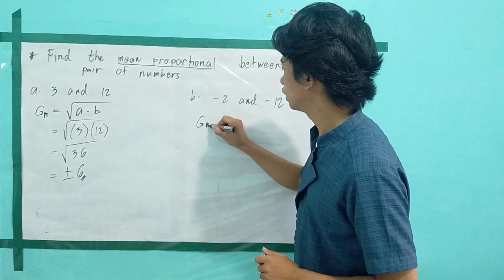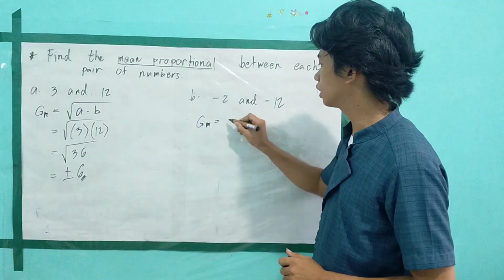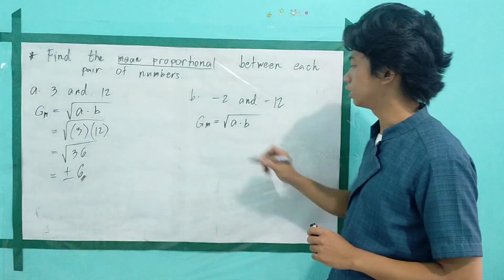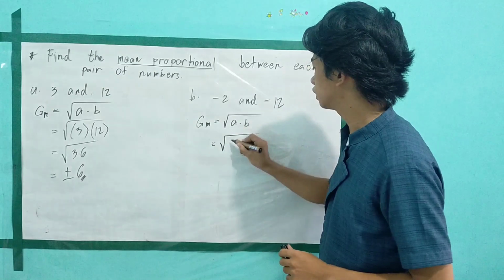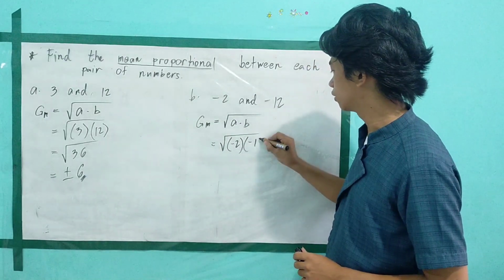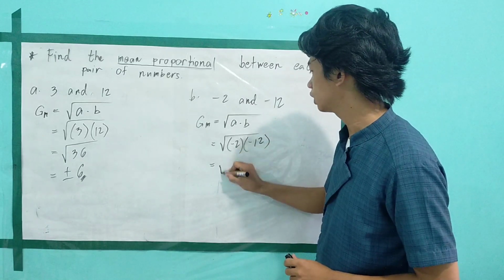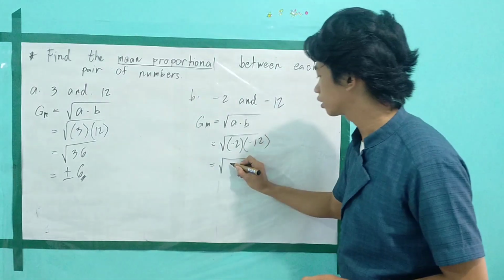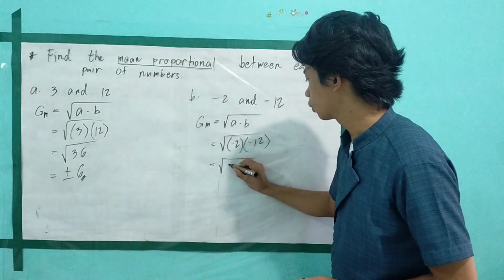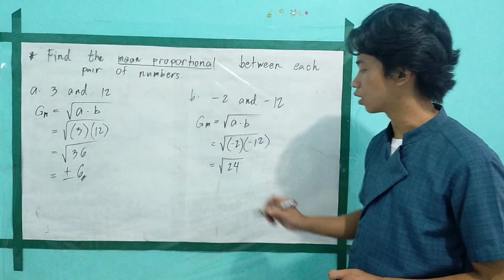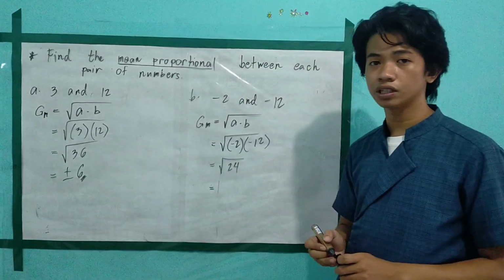So, geometric mean is equal to square root of A times B. So, ayan. A natin is equal to negative 2. Then, B natin is negative 12. Simplify natin is square root of negative 2 multiplied by negative 12. Magkakaroon tayo ng positive 24. Positive 24. What is the square root of positive 24?